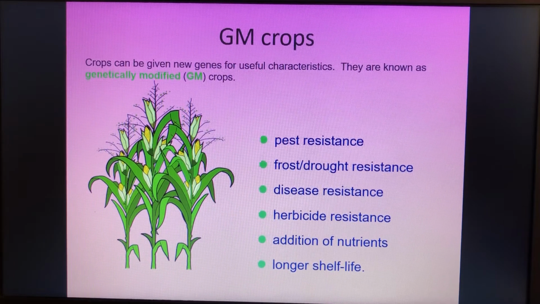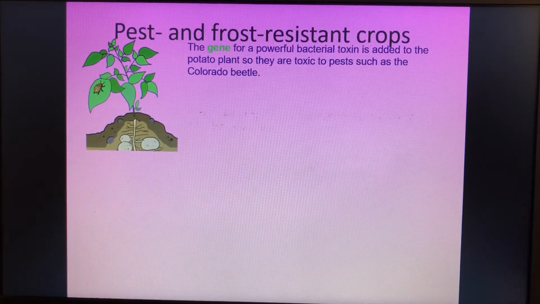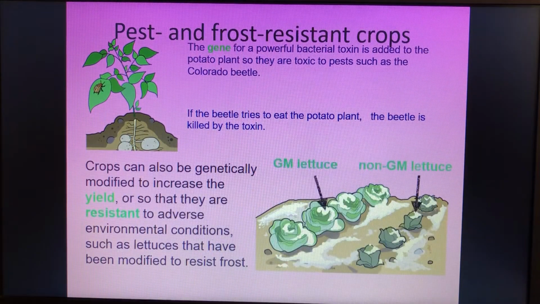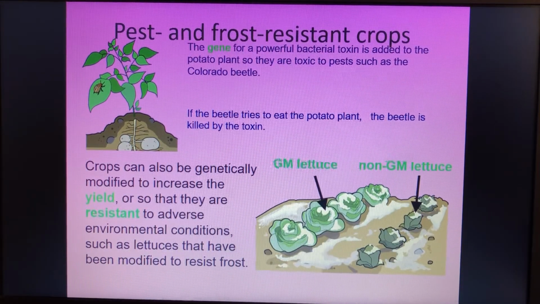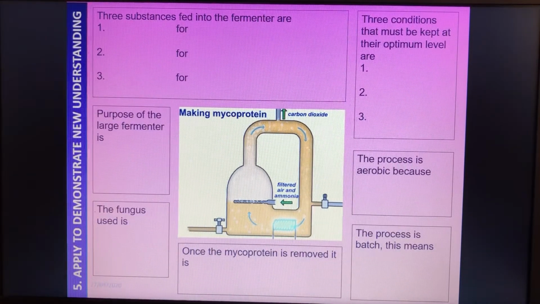If you need any extra time on that slide, then pause now. Okay, so here we've got our pest and frost resistance. Increasing the yield, we've talked about that. I think we can whiz past that one quite quickly. And this is our final part to talk about.